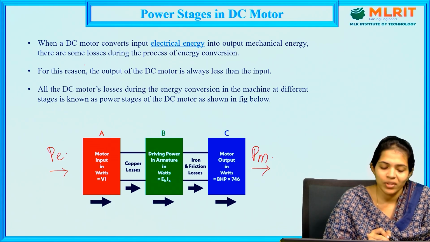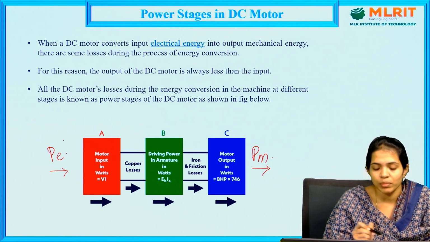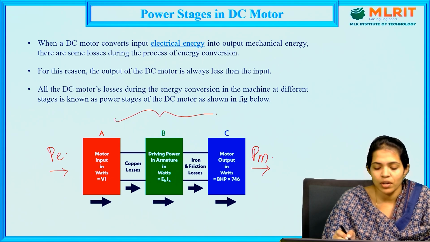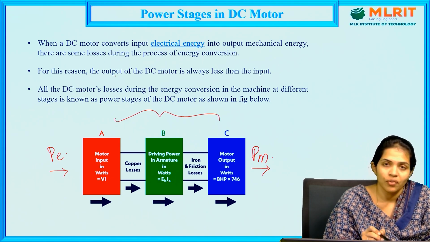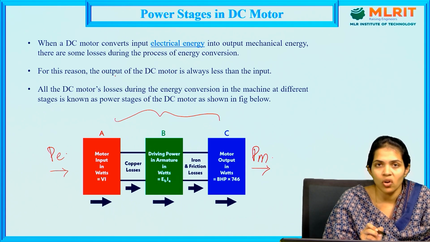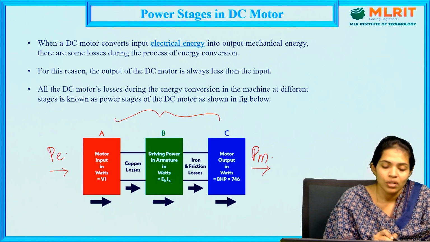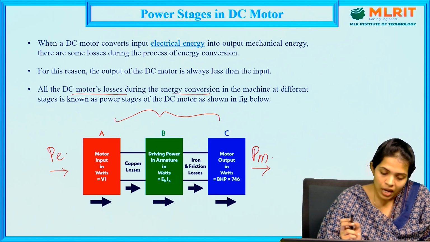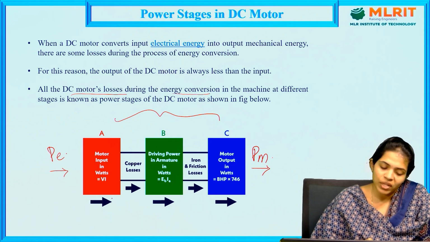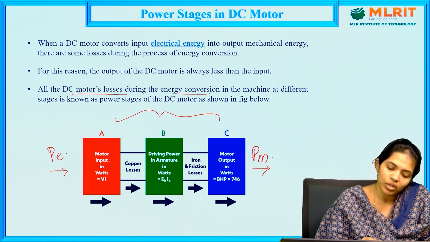So in between the process of conversion of electrical to mechanical, we have seen different losses occur across the different parts of the motor. For this reason, we know that the output of the motor will always be less than the input power. All the DC motor losses during the energy conversion at different power stages are seen in this picture. We can see that the motor input is the product of the applied voltage and the current from the line terminals.